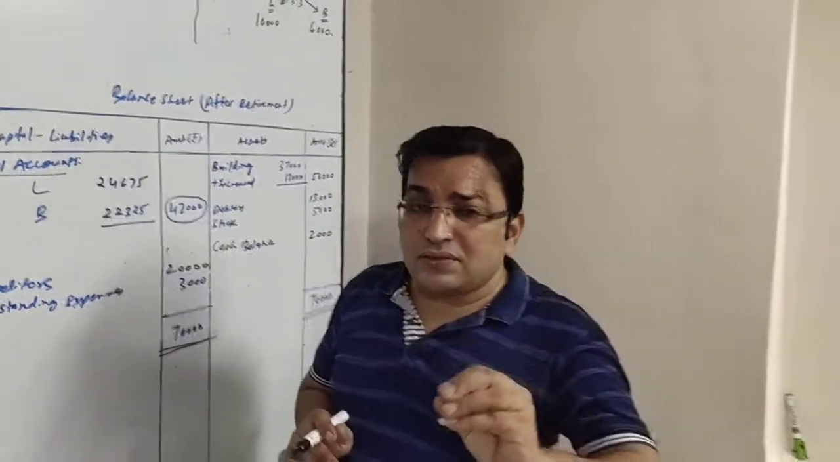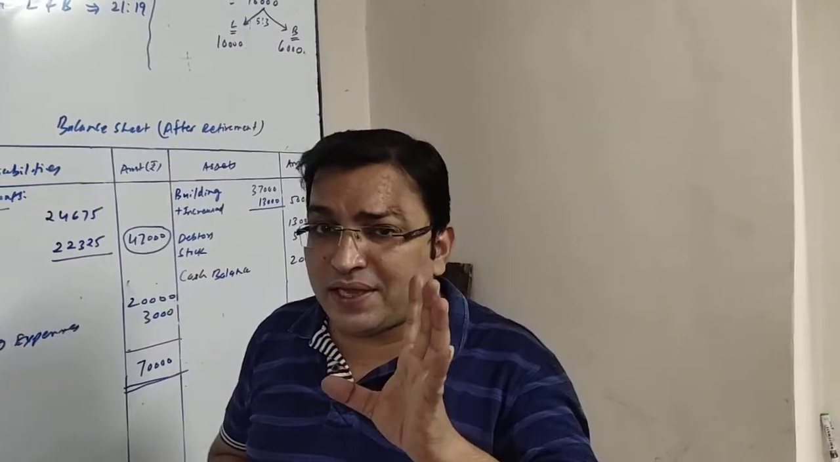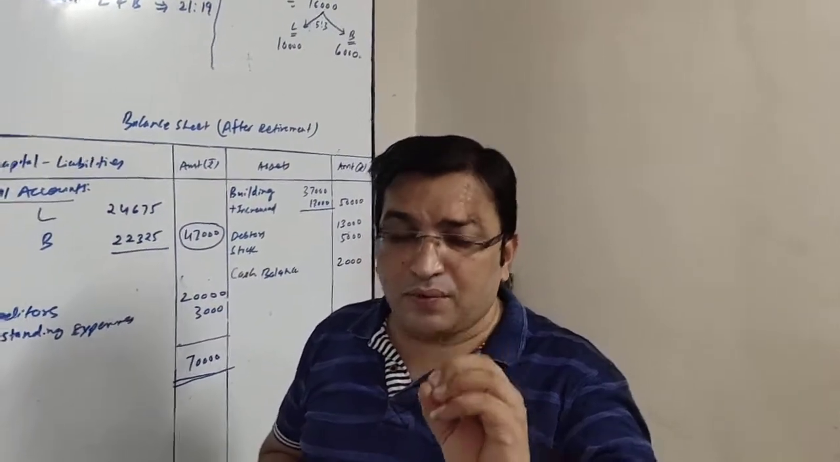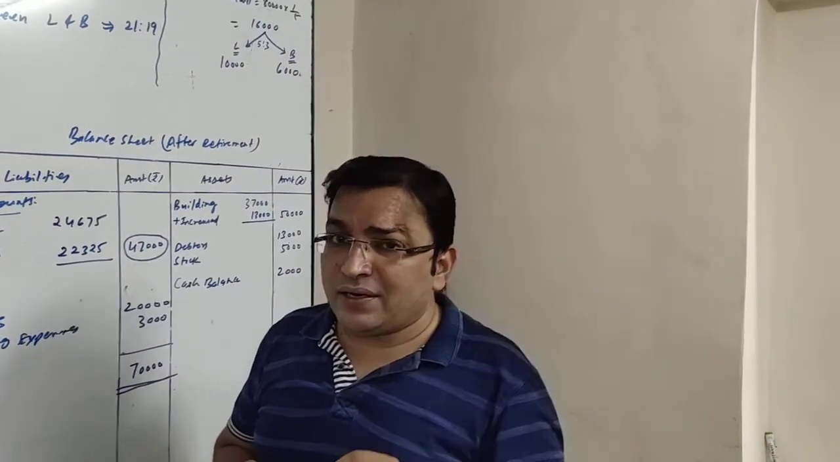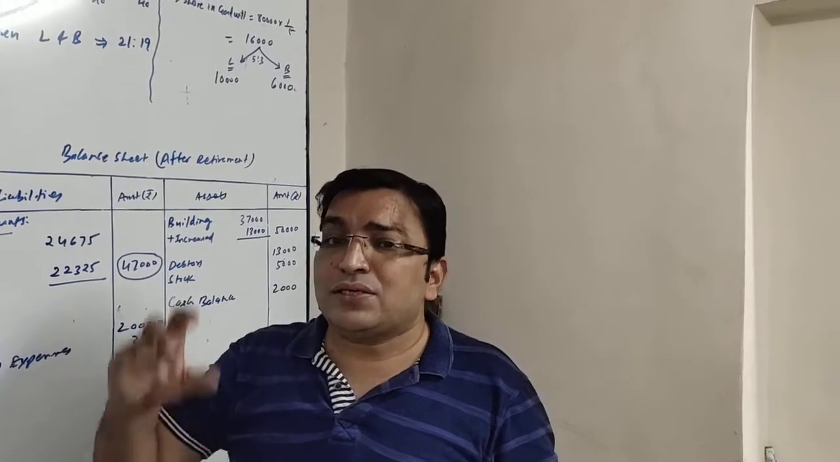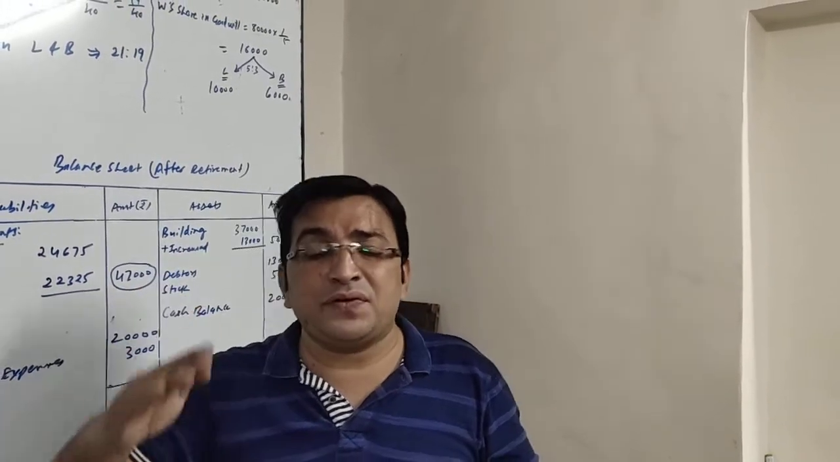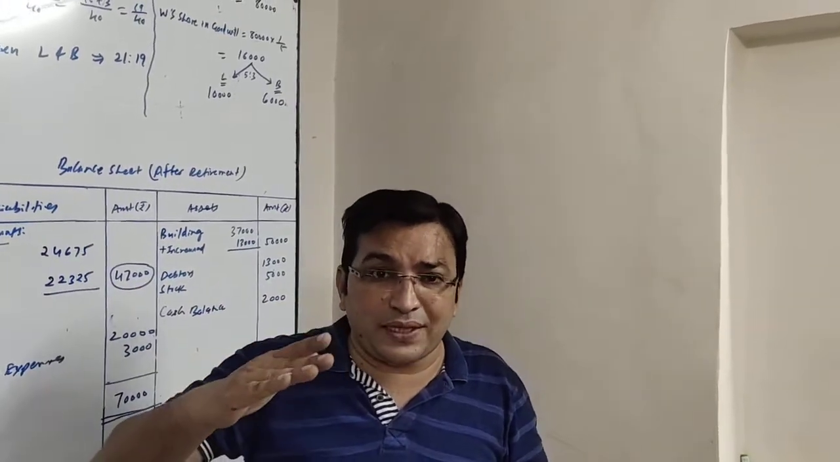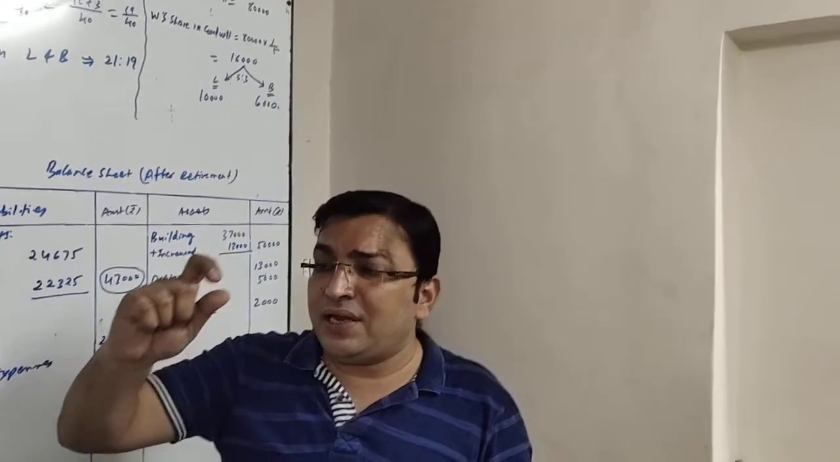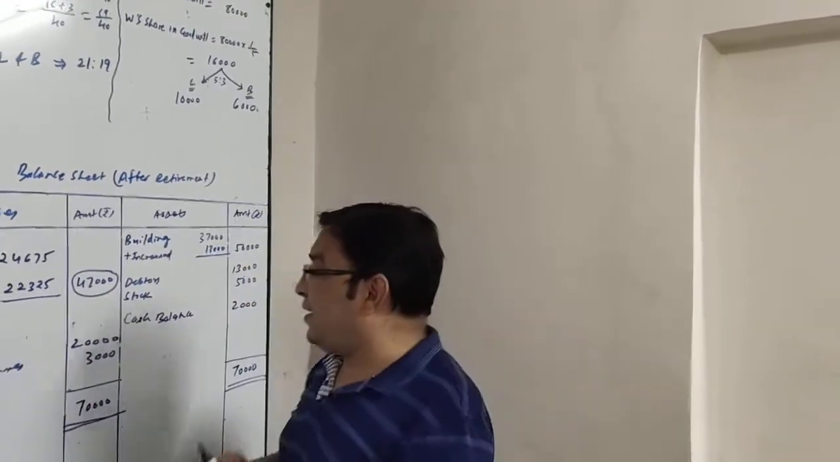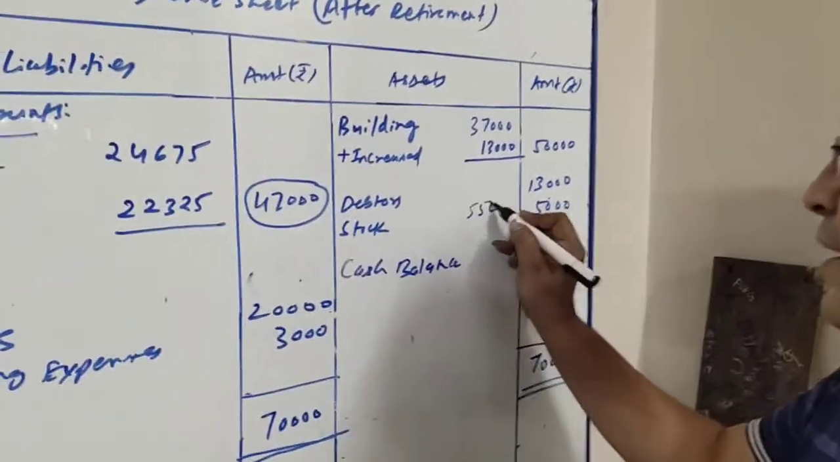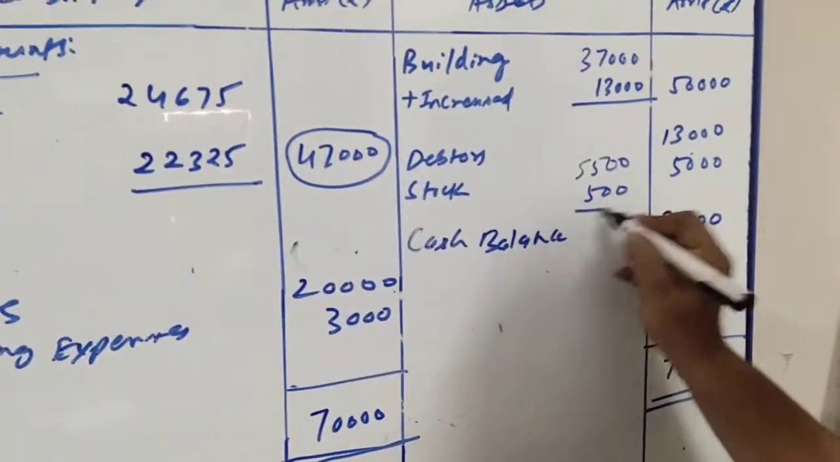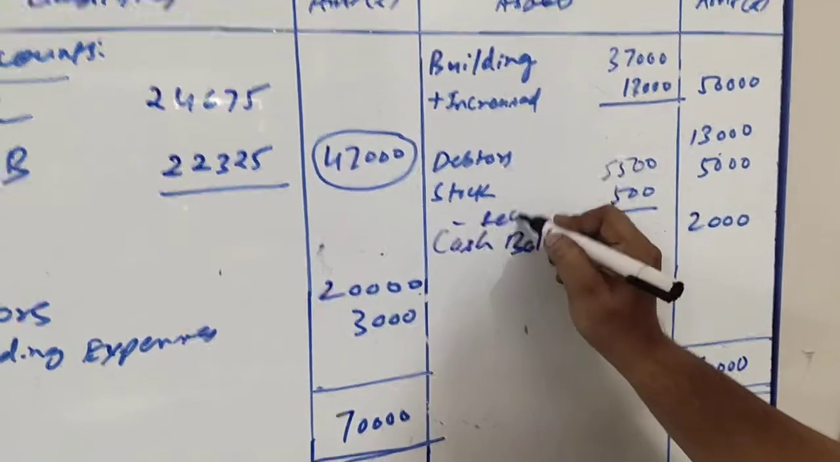So the cost price of stock comes to rupees 5000 and the book value is given as 5500. We need to record stock at the cost price. So to bring stock to the cost price, we have to reduce its value to 5000. So that means we need to reduce by rupees 500. So here it is. Stock 5500 is given and minus 500 was the reduction.